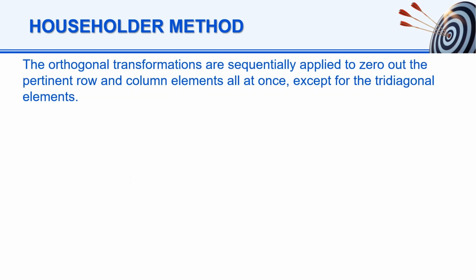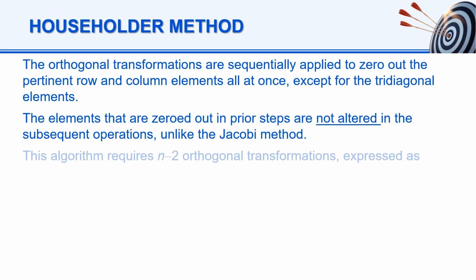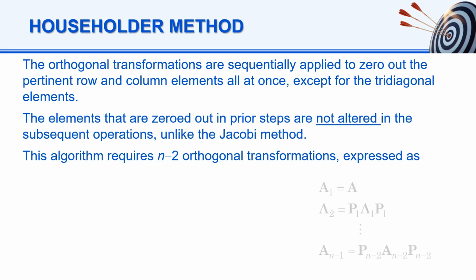The orthogonal transformations are sequentially applied to zero out the pertinent row and column elements all at once, except for the tridiagonal elements. The elements that are zeroed out in prior steps are not altered in the subsequent operations, unlike the Jacobi method. This algorithm requires n-2 orthogonal transformations, expressed as illustrated below.